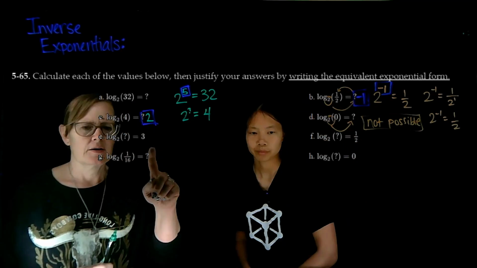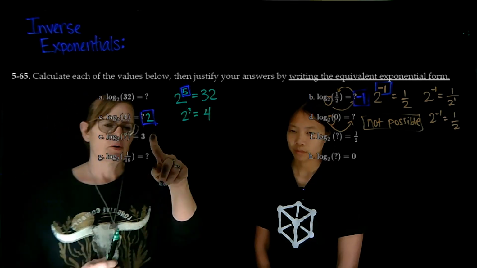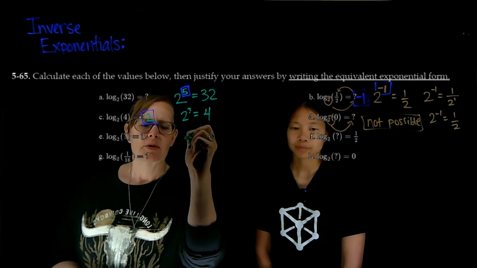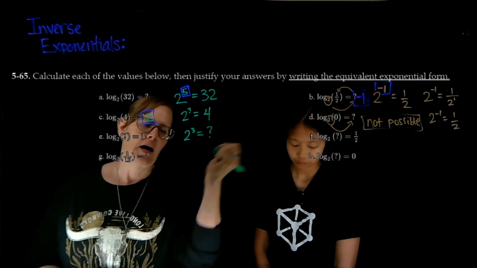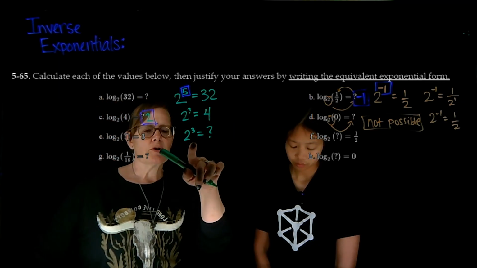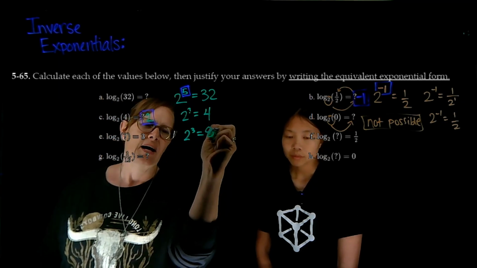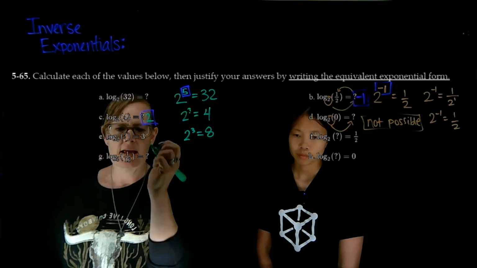It is undefined. Our next one is log base 2 of, we're not sure what, equals 3. So I'm going to say my log base is 2, and I'm raising to the third power to find my answer. So 2 to the third power is 8. So I know that log base 2 of 8 equals 3.